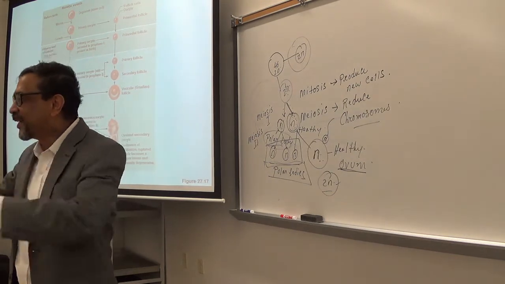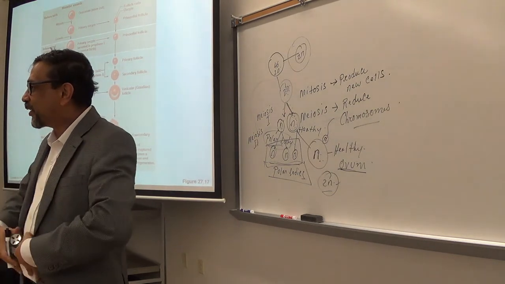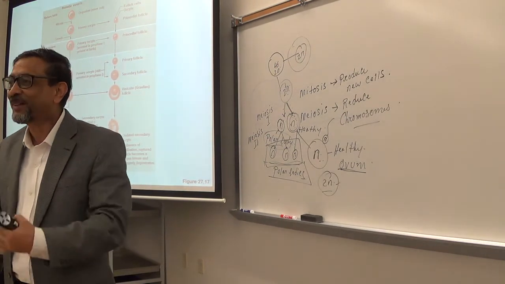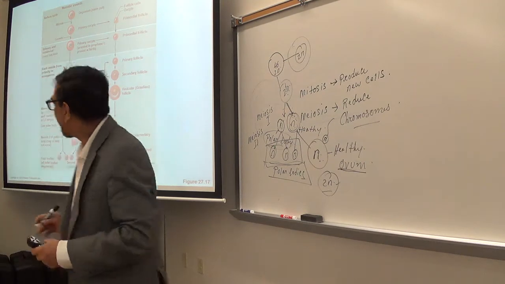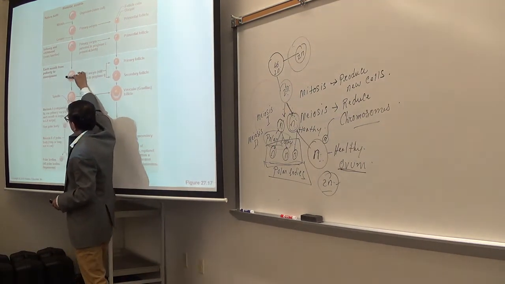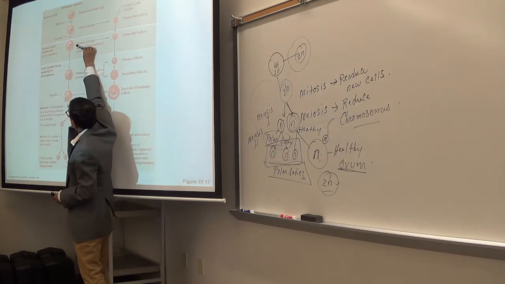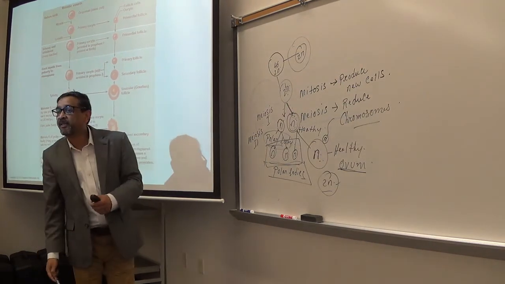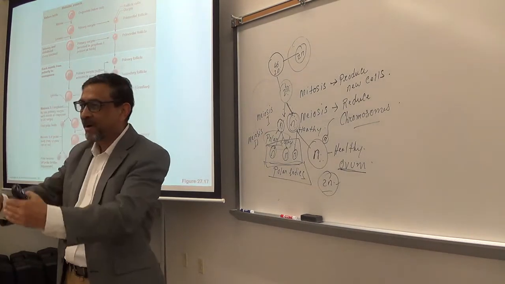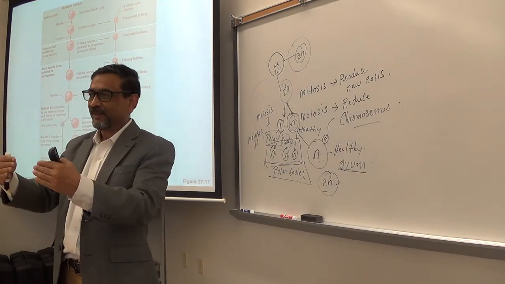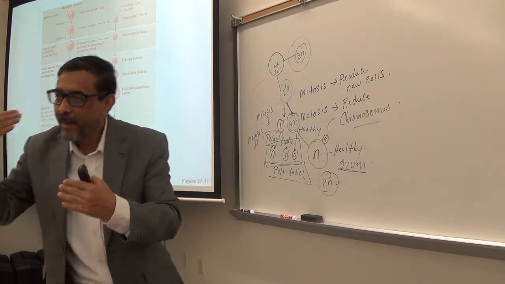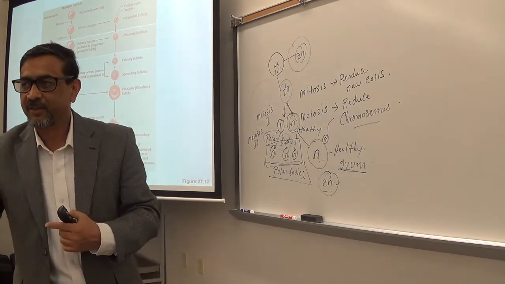Oogenesis starts when the baby is inside the mother's uterus. That means even before birth, oogenesis starts. Then what happens? It stays like that for about 13, 14 years until puberty. It stays like that, halted. No more movement. Then at puberty, it starts again.